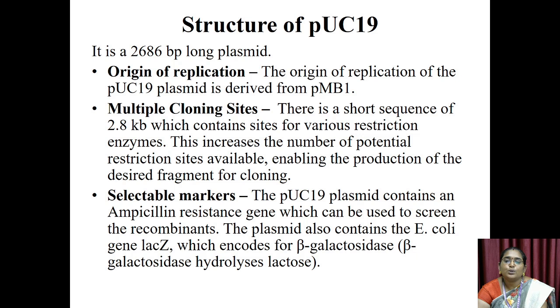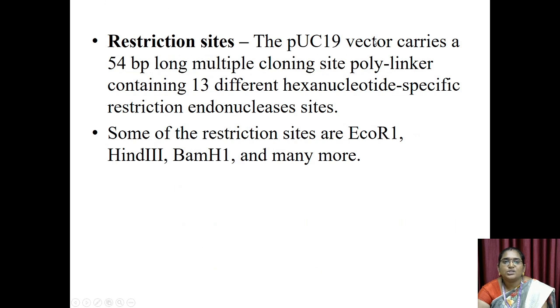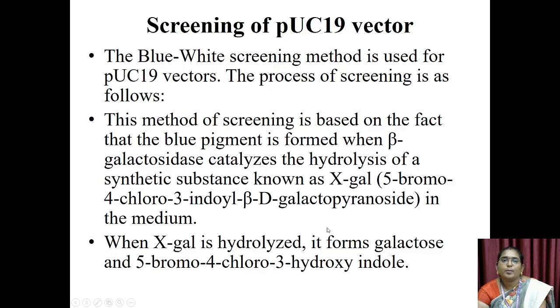Selectable markers. The pUC19 plasmid contains an ampicillin resistance gene which can be used to screen the recombinants. The plasmid also contains the E. coli gene lacZ which encodes for beta-galactosidase. This beta-galactosidase hydrolyzes lactose. Restriction sites. The pUC19 vector carries a 54 base pair long multiple cloning site polylinker containing 13 different hexanucleotide specific restriction endonuclease sites. Some of the restriction sites are EcoRI, HindIII, BamHI and many more.